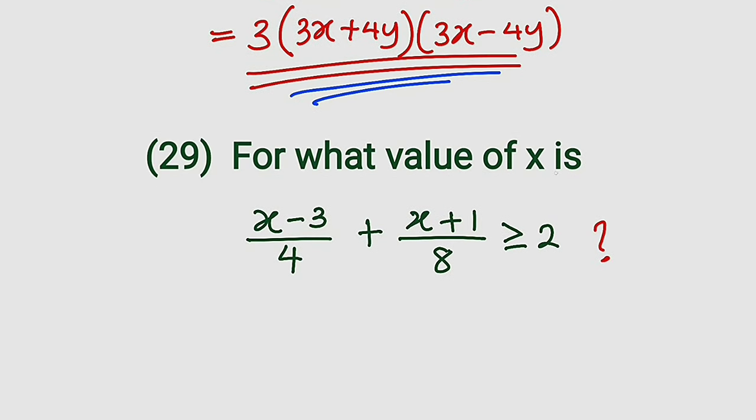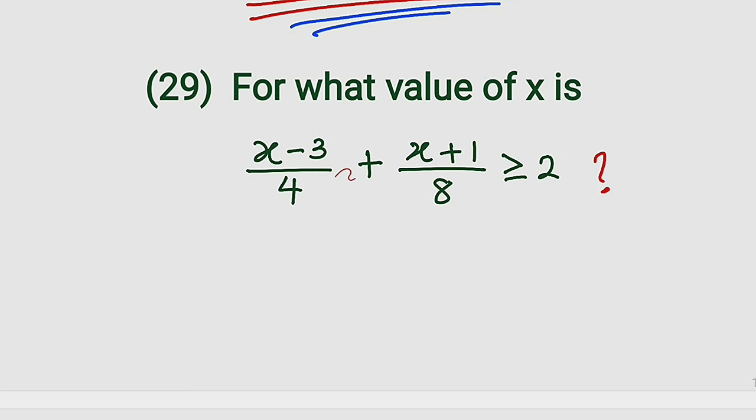For what value of x is (x minus 3) divided by 4 plus (x plus 1) divided by 8 greater or equal to 2? Okay, this is an inequality. First of all, I would like to change this to 8 because I have 8 here. And how can we do that? By multiplying this by 2. And once you multiply it by 2, you have to multiply the top by 2. So it's like multiplying the top and the bottom by 2. This is the same thing as 2x minus 6, because 2 times x is 2x and 2 times negative 3 is negative 6, divided by 2 times 4, which is 8.